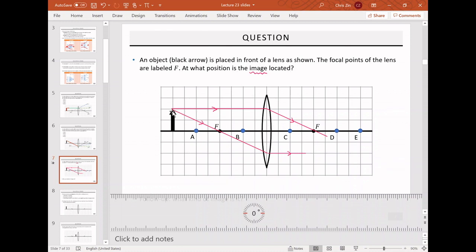And by the way, to understand why this lower ray becomes horizontal after it refracts, you have to think about the ray traveling backwards. So instead of starting on the left and traveling to the right, imagine that it's a ray that's starting on the right side and it's traveling horizontally to the left. After that horizontal ray refracts, it will refract through the focal point of the lens, and it will end up at the top of the candle.